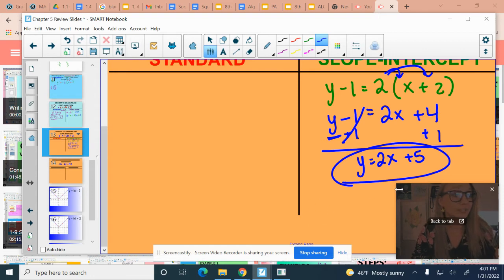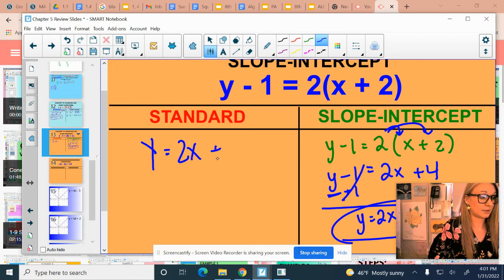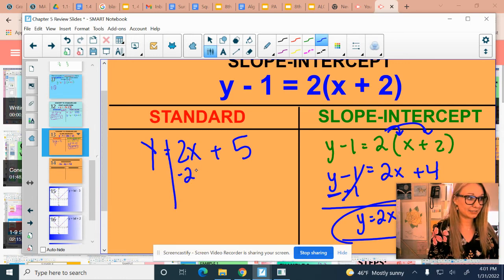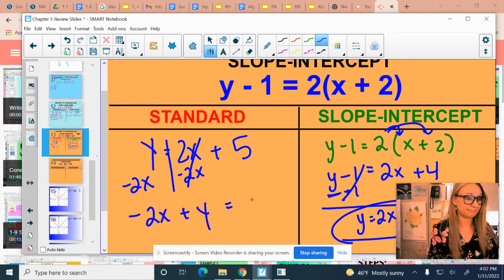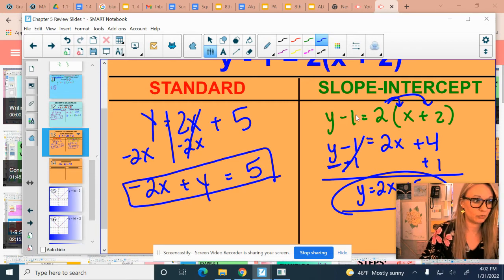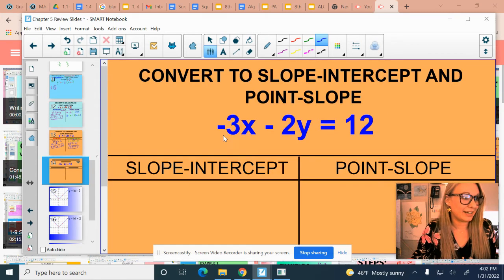Now I'm actually going to show you a little hack. I'm going to take this equation, rewrite it over here, and I'm going to take that and just move it to standard because it's literally just one step. I just need to move my x to the other side. So my final standard form will be -2x plus y equals 5. And that's it. So when you're starting with point slope, I feel like it's easier. Change it to slope-intercept just by distributing and moving a term, and then change that to standard. Oh, sheesh.